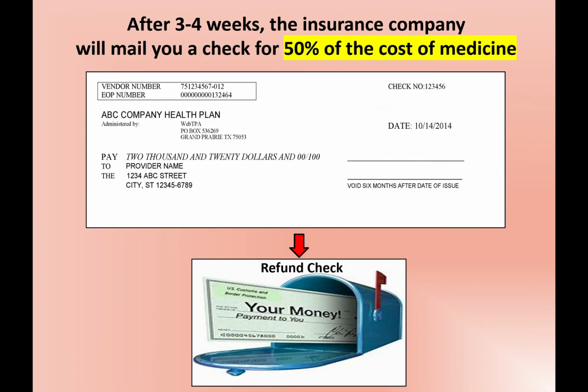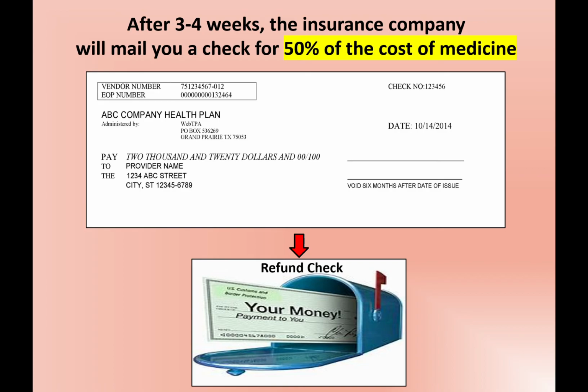After about 3 to 4 weeks, the insurance company will be mailing you a check for 50% of the cost of the medicine, or what you paid for the medicine. Again, it's very important that you provide us with a complete and current mailing address on that claim form, as the check will be mailed directly to you at that address.